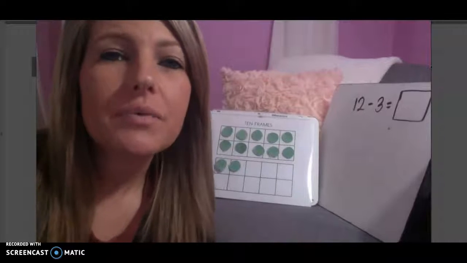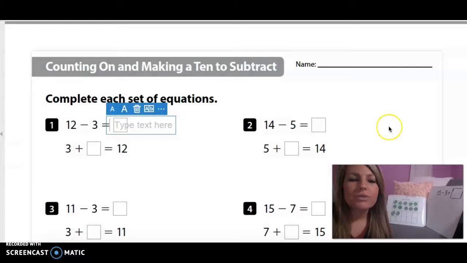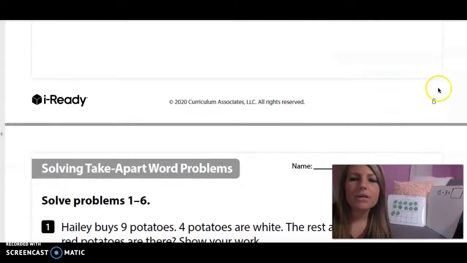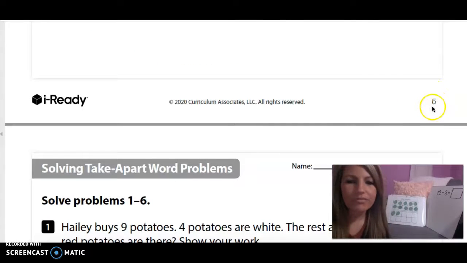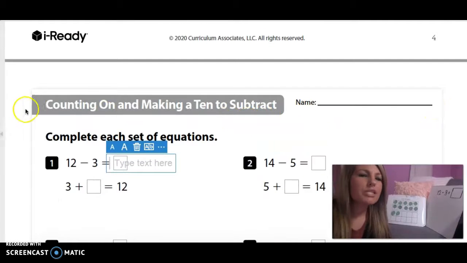It is Tuesday. We are going to get started with our math. On your math packet, I would like you to turn to page number 5. We're on page number 5 in today's math. If you look at the top of page number 5, you'll see what our objective is. What are we doing today?